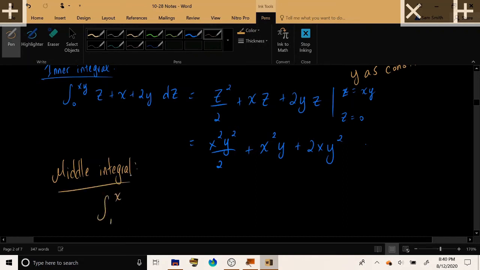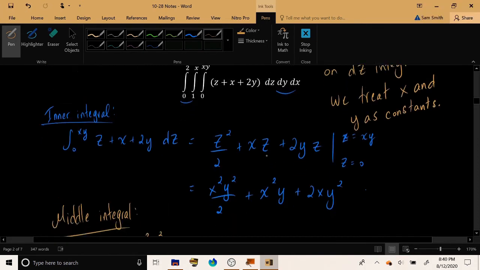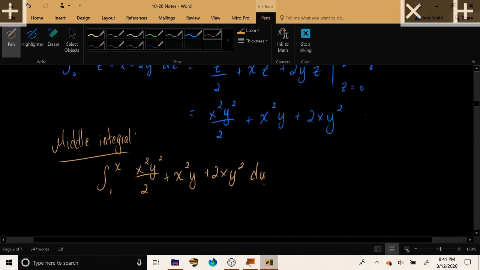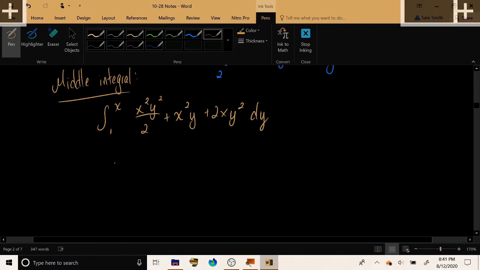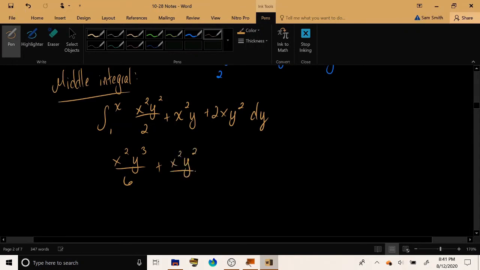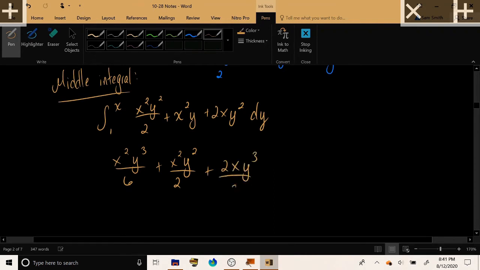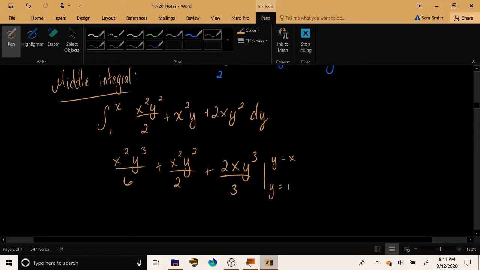Integrating from 1 to x, the result of the inner integral, and the middle integral is taken with respect to y. So we have x squared y cubed over 6, x squared y squared over 2, and 2xy cubed over 3, evaluated as y goes from 1 to x.